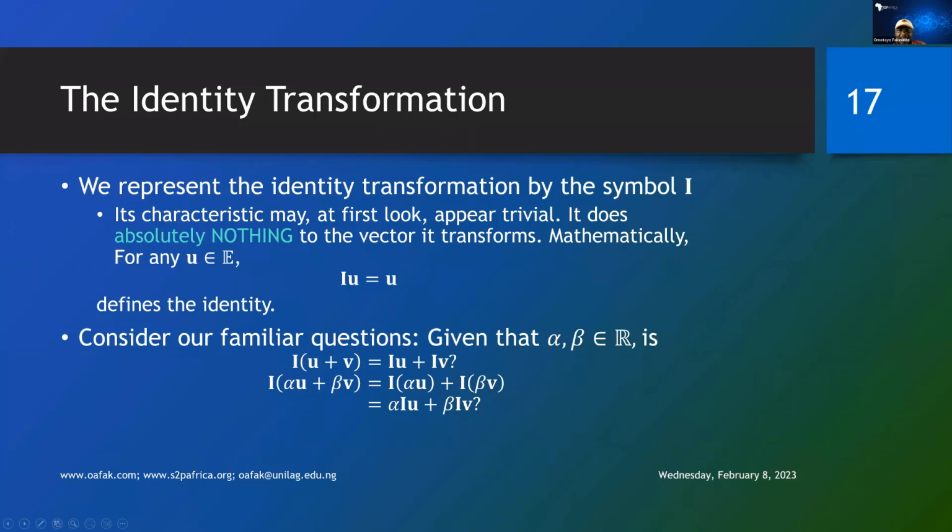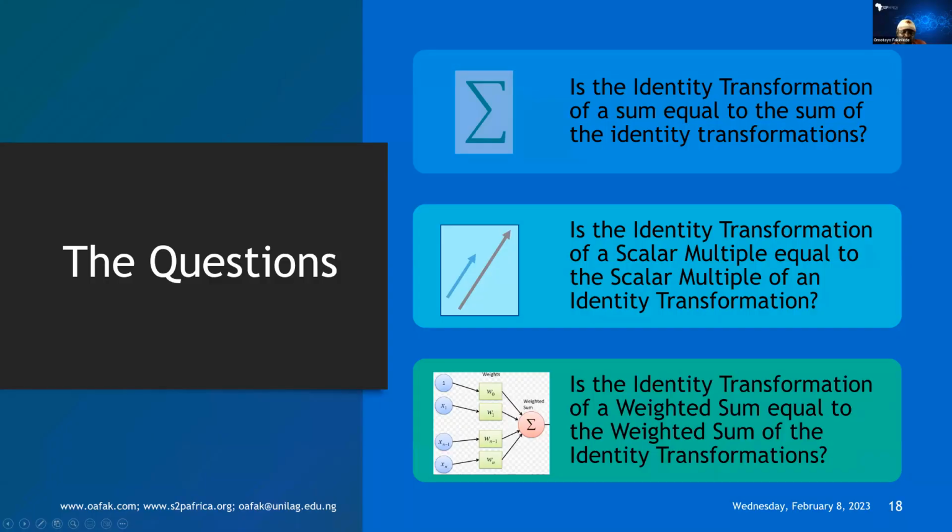Questions. Is the identity transformation of a sum equal to the sum of the identity transformations? Is the identity transformation of a scalar multiple equal to the scalar multiple of the identity transformation? Is the identity transformation of a weighted sum equal to the weighted sum of the identity transformations? You can replace the identity transformation by any of the 7 that we have introduced. If the answer to all of them is yes, then what you have is a tensor. If the answer to any of them is no, that means that what you have is not a tensor.